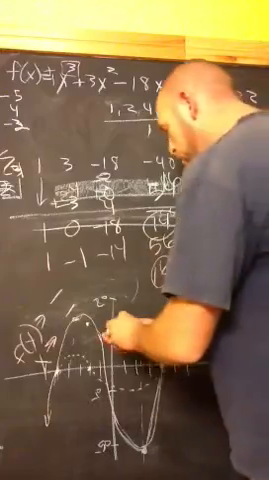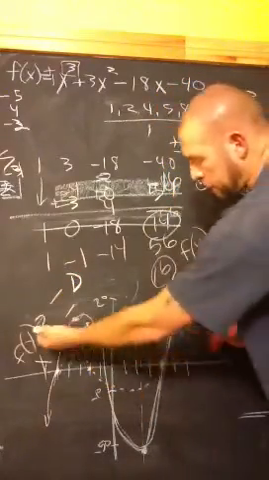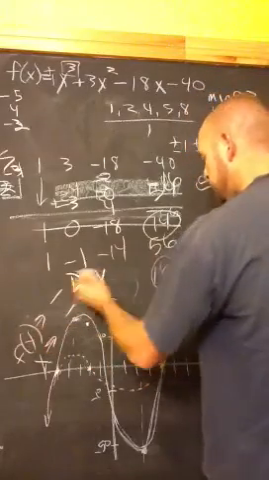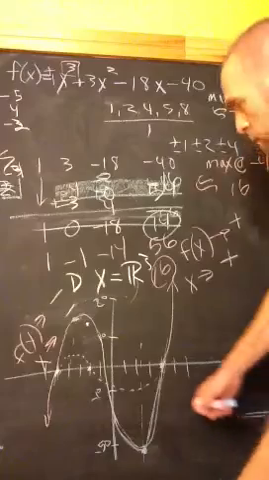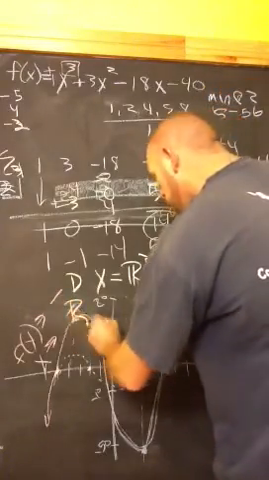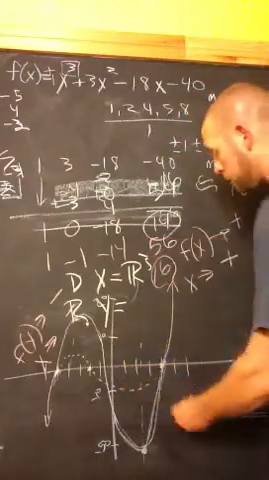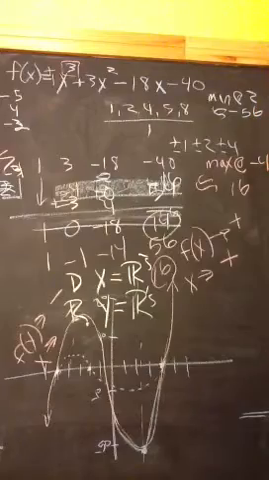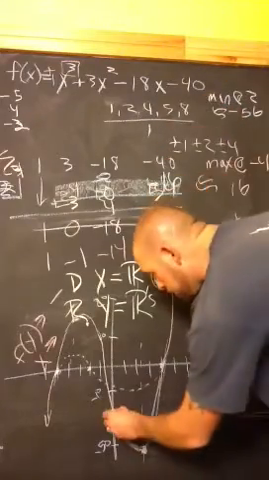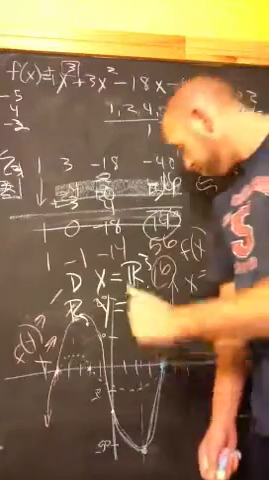If I were to throw in real quick in green my domain, we can see that all of our x's are included here. So we're going to say x is going to be all real numbers. And if I want to throw in my range real quick, we can say that my range, my y values, are also all real numbers. So this is not a bad little graph. I think we got everything we needed. Looks good. Okay, good job.